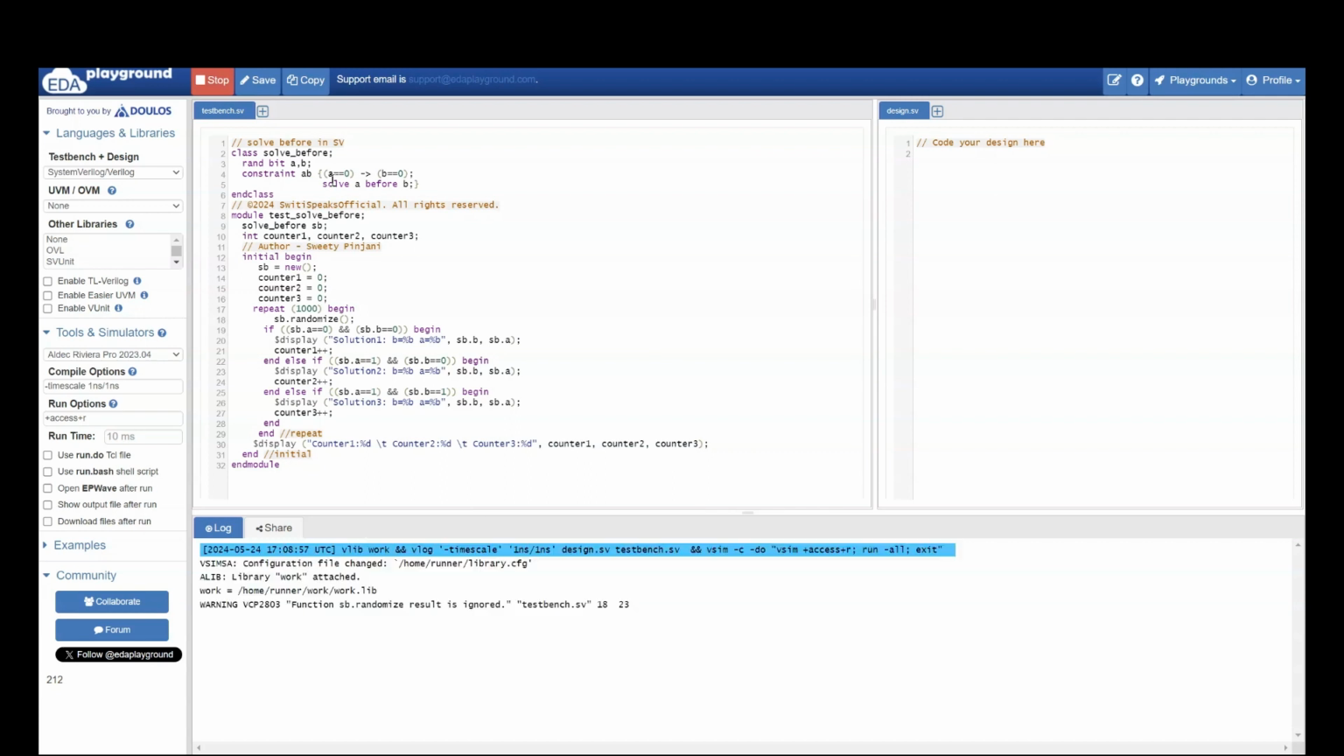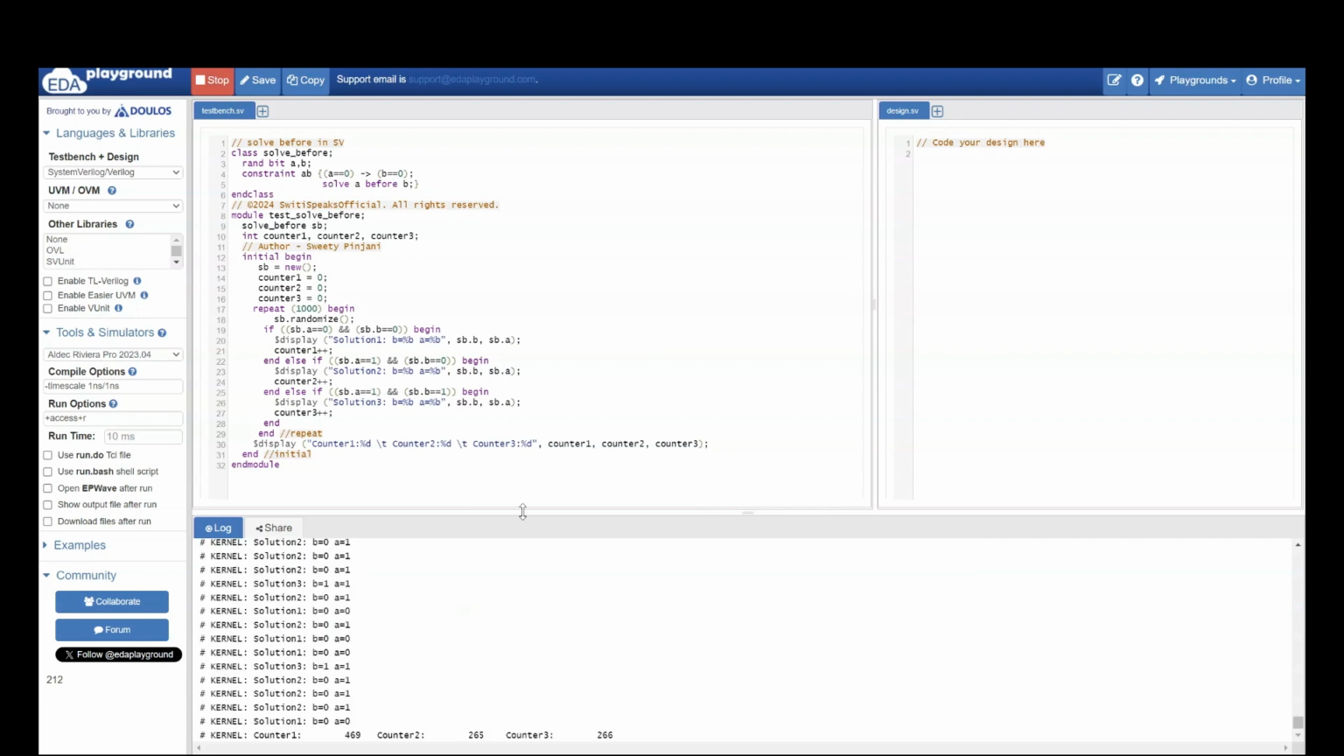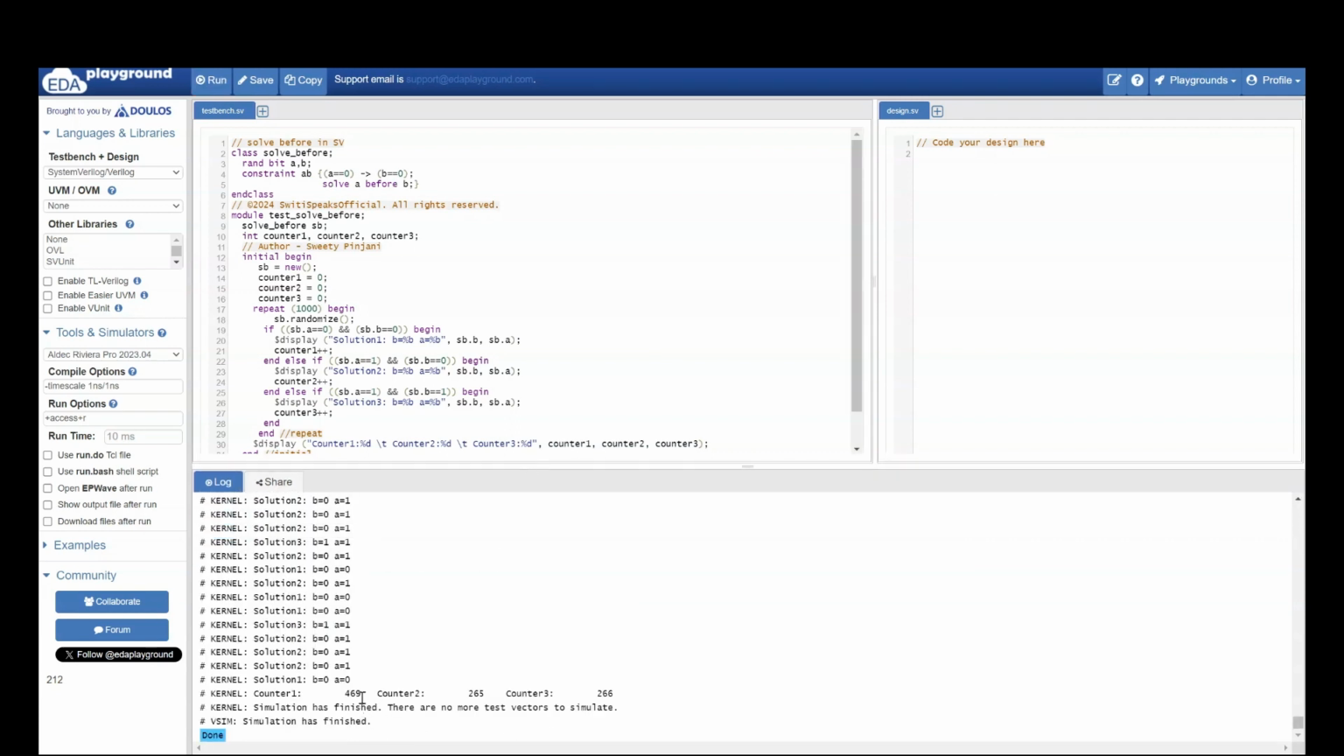What we said, A equal to 0, B equal to 0 should get almost half probability, which was 500. And the remaining two solutions, which is A equal to 1, B equal to 0, and A equal to 1, B equal to 1, should get one fourth probability, which is almost 250. So here if you see, counter 1 is generated almost 469 times, counter 2 almost 265 times, and counter 3 almost 266 times. So roughly the probabilities are getting followed.